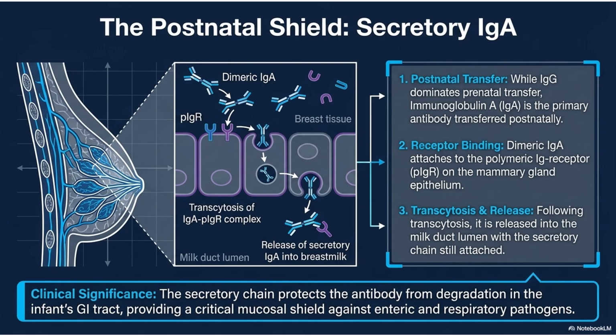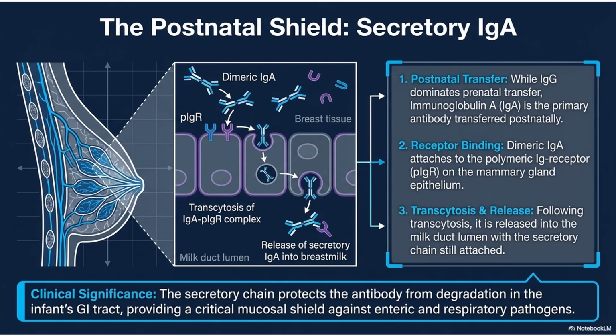During that journey, it picks up a protective piece called the secretory component, which shields the antibody from being broken down by the digestive enzymes. And that's what brings us to the clinical significance at the bottom. This is the key point. When the infant swallows the milk, the secretory IgA is not absorbed into the blood.